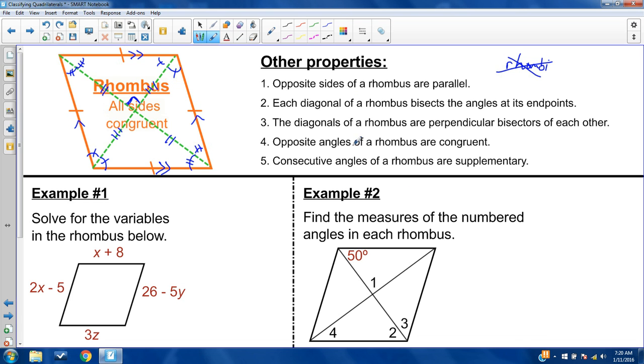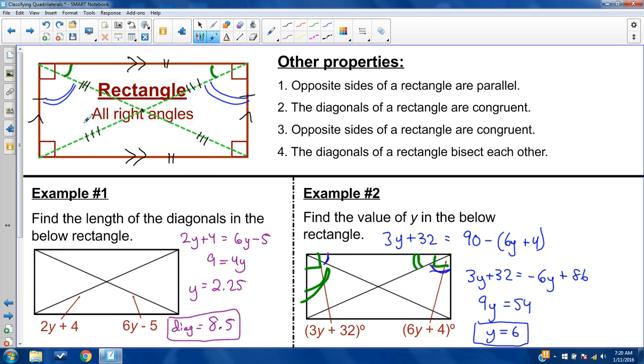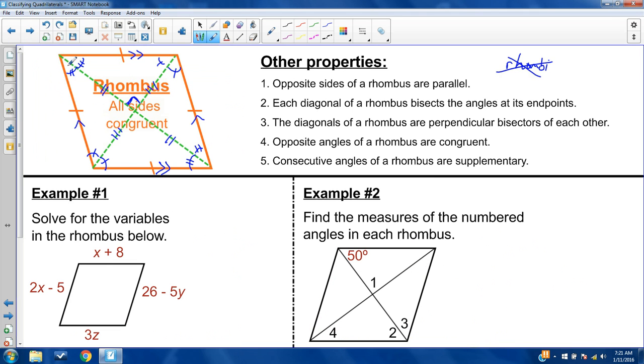Okay, and I mentioned number 4. Number 5, consecutive angles of a rhombus are supplementary. This is very much like the parallelogram, also the rectangle. Remember, if a rectangle is a specific type of parallelogram, this must be true. I didn't add it here because I think you kind of have to see that 90 plus 90 is 180 there. Here you don't necessarily know what the angle measures are, but this plus this is 180. Once again, same side interior angles. We already are very aware of that. Let's go on to the examples.